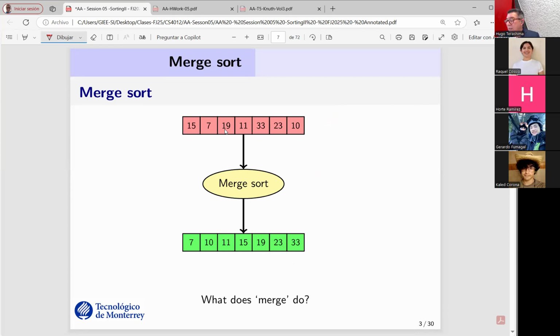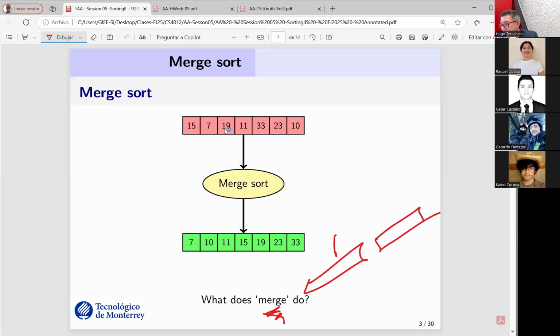And then we use this concept of merge. Does anyone know what the merge does? It's a procedure for doing what? To combine two subgroups of our list. Two lists or two arrays, and the idea is that you have to put them together in a single list. And what is the main feature of the two groups or arrays that you are going to merge? What is the characteristic?